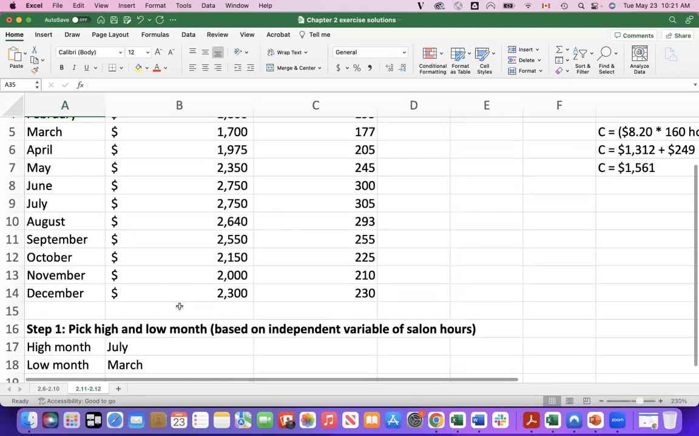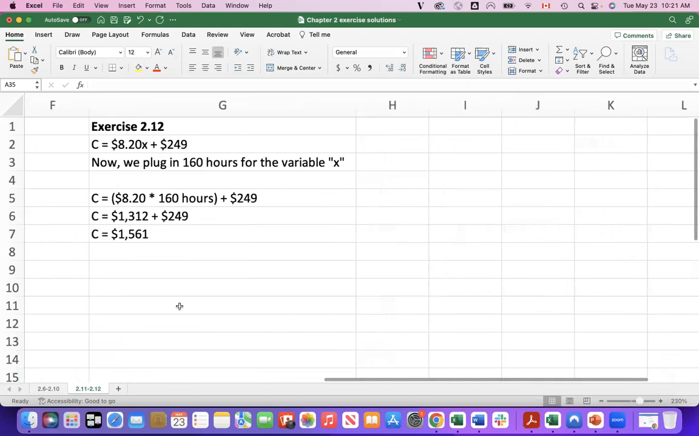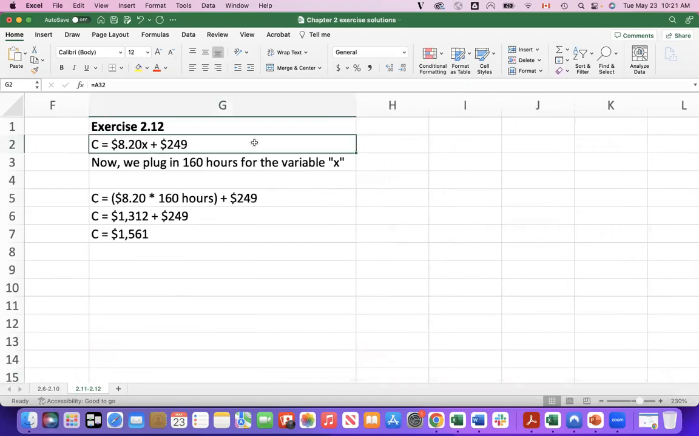The second part to this, or the second question, exercise 2.12, wanted us to figure out, utilizing that cost equation, which we just calculated, C equals 820X plus 249, how much do we expect to pay if we incur 160 salon hours? So all we're going to do is plug in 160 hours for the variable X into this cost equation. So that's what I've done here.